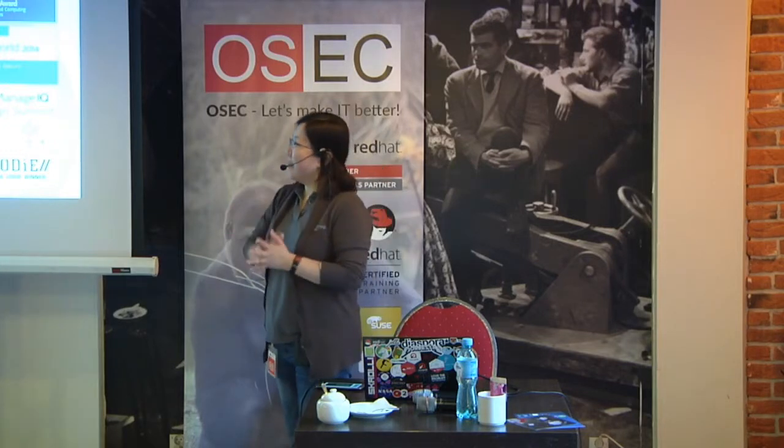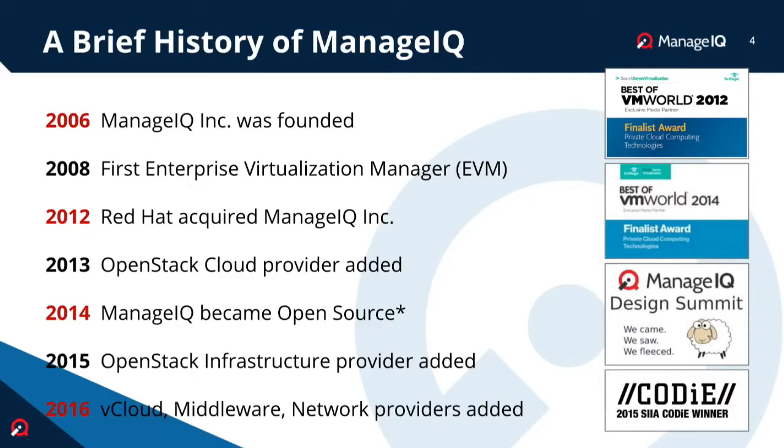So now, enough about myself. This is more of a history about ManageIQ. Initially, ManageIQ was actually already around for more than 10 years. It started in 2006, and Red Hat acquired them in 2012. Red Hat, being an open source company, took care of the code, cleaned it up a bit, made sure the licenses are in place, and open sourced it in 2014.